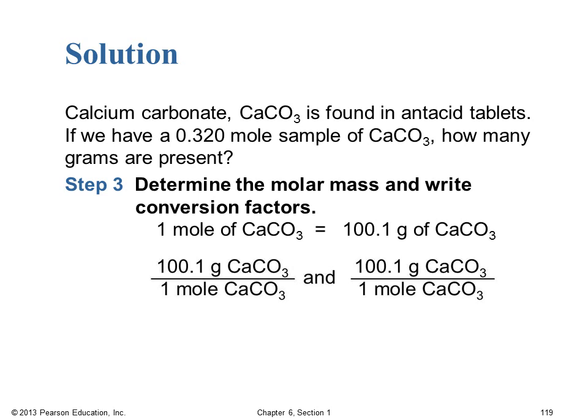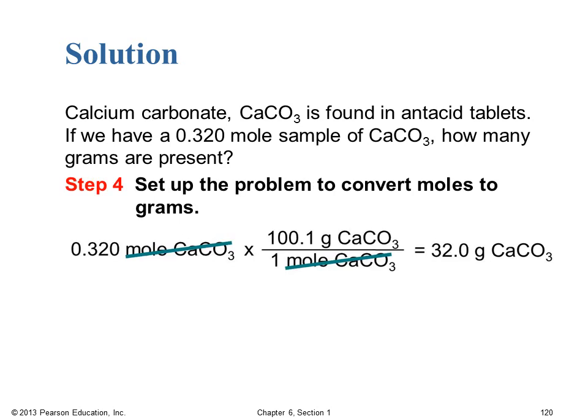We want to go from moles to grams, so we want our moles to cancel out. We want moles in the denominator and grams in the numerator, so 100.1 grams per mole is what we want to use. So we set it up: 0.32 times 100.1 grams per mole, and we get 32 grams of calcium carbonate.